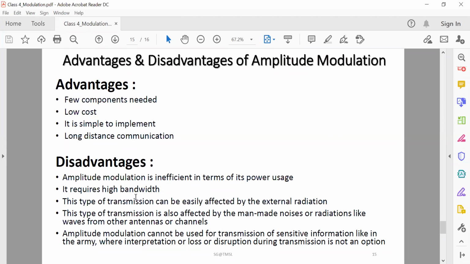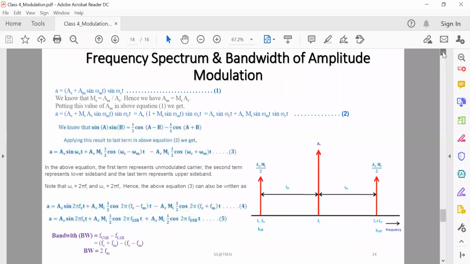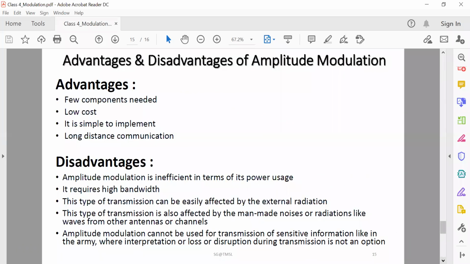It requires high bandwidth. Amplitude modulation is not efficient in terms of its use of bandwidth. It requires a bandwidth equal to twice that of the highest audio signal frequency, as we have seen in this case, 2 fm. It's twice what we need. Okay, so high bandwidth is required.